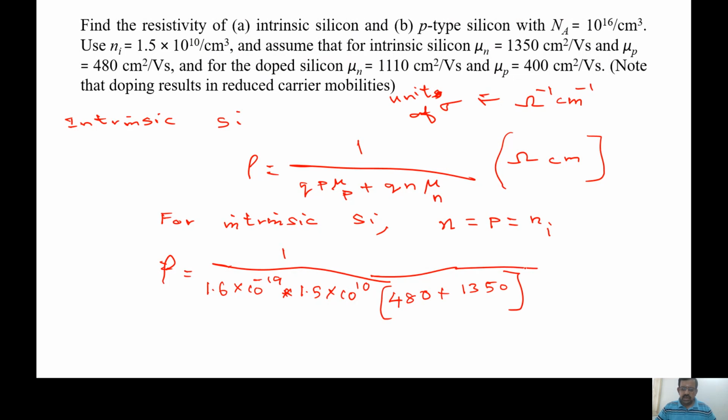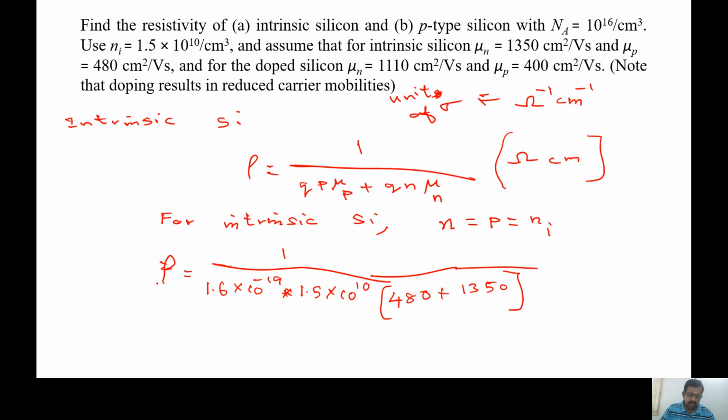You substitute here, you will see that this is 10 power minus 19, this 10 power 10, and you substitute. Now remember one thing, everything is in units of centimeter only. So there is no need to convert anything. All you need to do is the simple math.